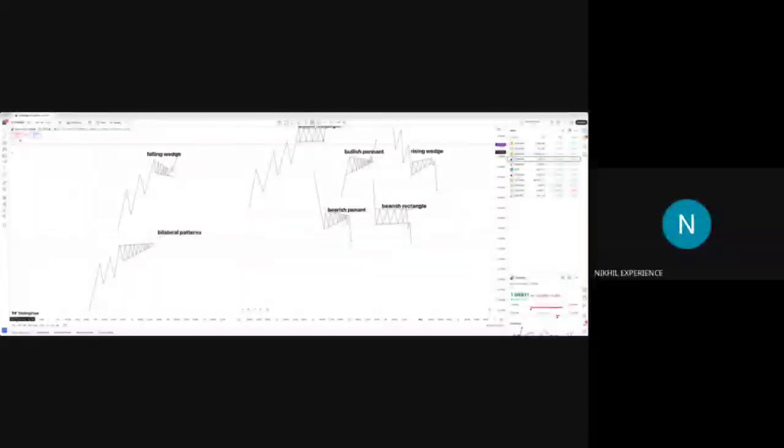because I've seen bilateral patterns do something like this multiple times. It's going to break out to the downside, and you would think it wants to come back to retest. After breaking out to the downside, it will still go back up, break out to the upside, and continue going up. This happens a lot with the bilateral patterns as well.